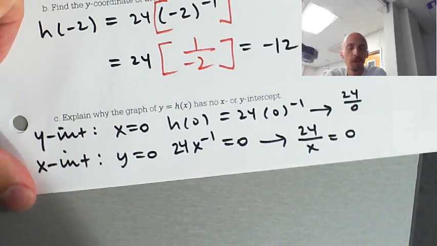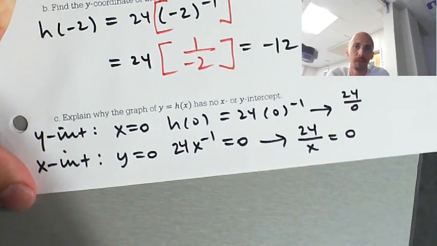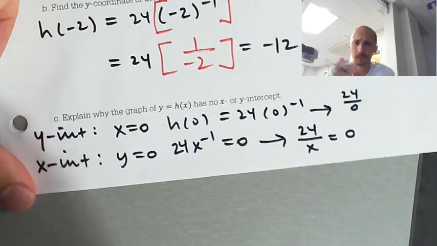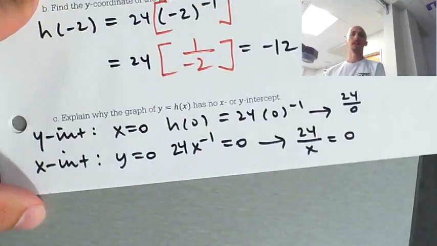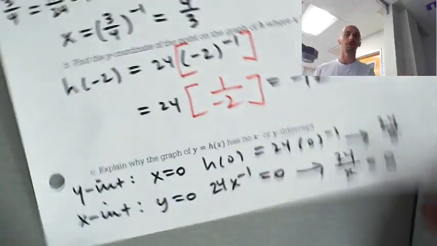On an algebraic level, if you multiplied both sides by x, you'd have 24 equaling 0x. But 0x has got to be 0, so that's basically saying 24 equals 0. That doesn't have a solution either. So this is why we're not having it. You're either dividing by 0 or looking to solve an equation that has no solution. So that's why there's no x or y intercept.